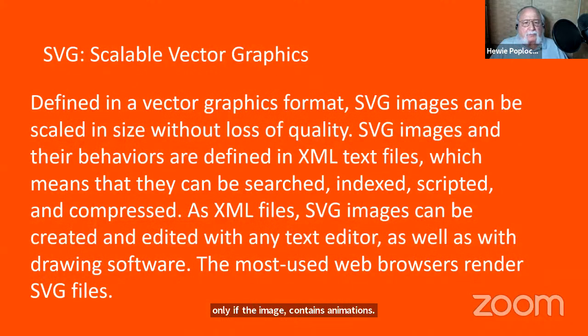SVG, or Scalable Vector Graphics. Defined in a vector graphics format, SVG images can be scaled in size without loss of quality. SVG images and their behaviors are defined in XML text files, which means that they can be searched, indexed, scripted, and compressed. As XML files, SVG images can be created and edited with any text editor, as well as with drawing software. The most used web browsers render SVG files.